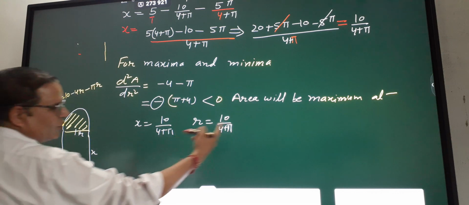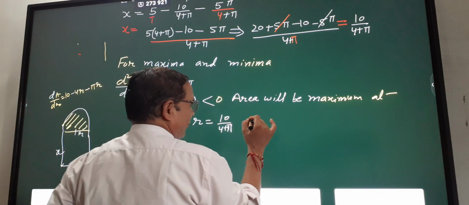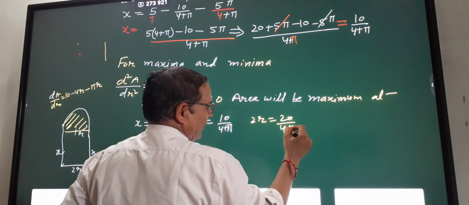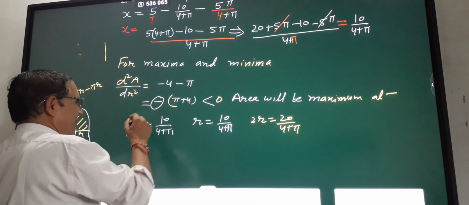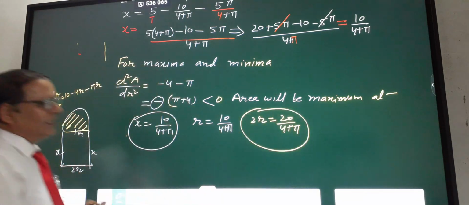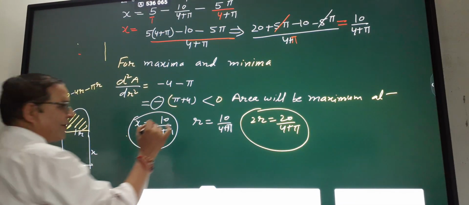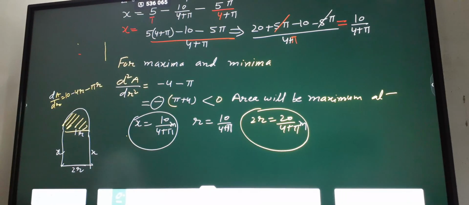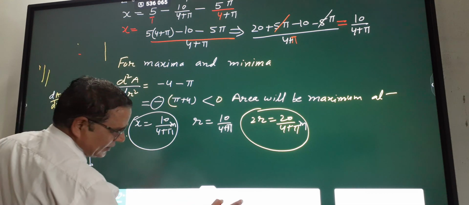What is r? It is this. So here you can write 2r equal to 20 upon 4 plus pi, and x is this, and y, 2r, is this. So this is your final answer, and you write the unit also here, meter, and here also meter. So this is your final solution. So you may copy it. एक बार थोड़ा नीचे कर दूं आपके लिए, for your copying.